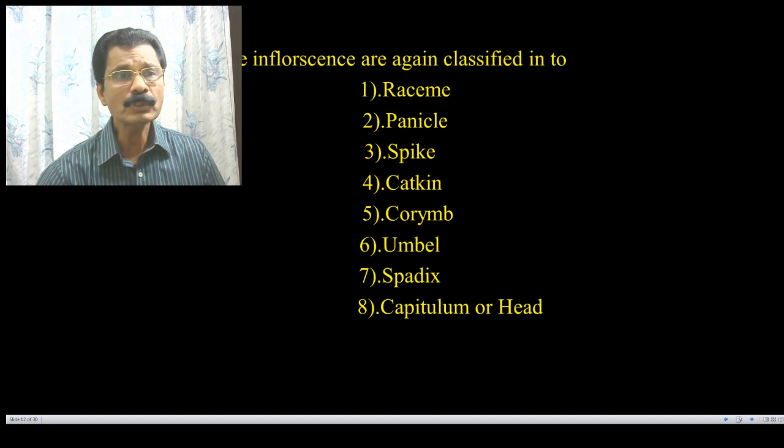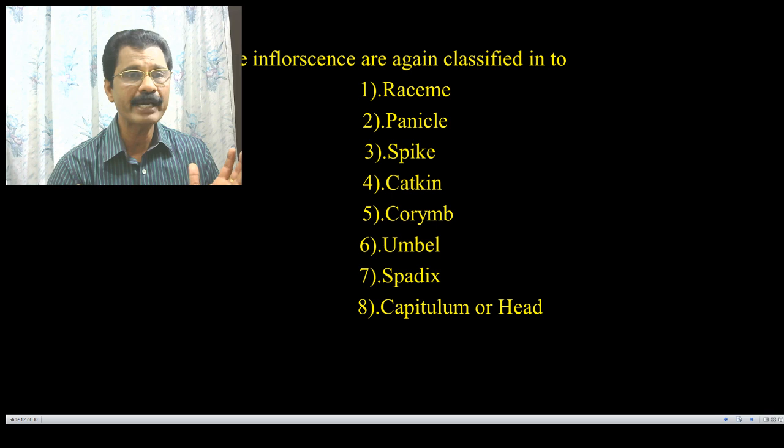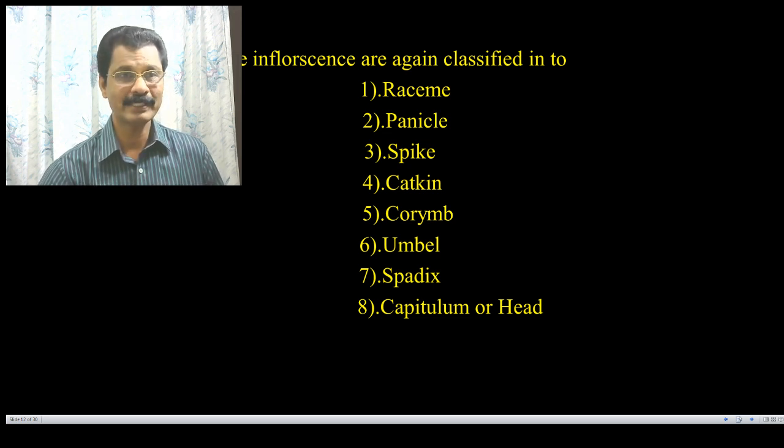Racemose inflorescences are again classified into eight subcategories: simple raceme, panicle, spike, catkin, corymb, umbel, spadix, and capitulum or head inflorescence. Okay.